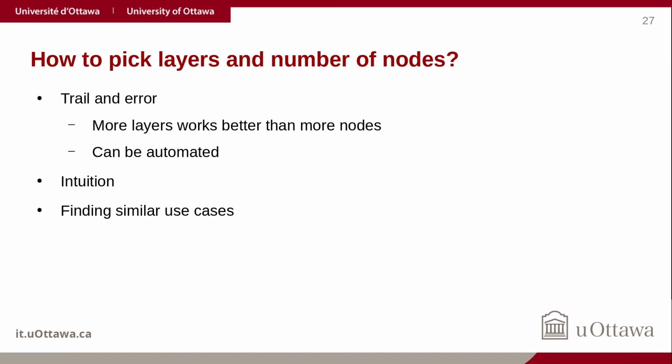Yeah, so that's how to pick the layers and number of nodes. I talked about that already a bit. So trial and error, and intuition that you get after a while. And one of the biggest ones is finding similar use cases. So if you type in your favorite search engine, model for this, and you find something that looks like it, then you can start with that and start tweaking it to fit your use case.